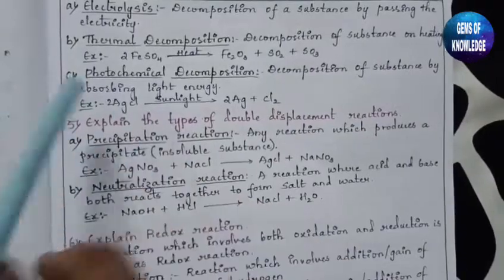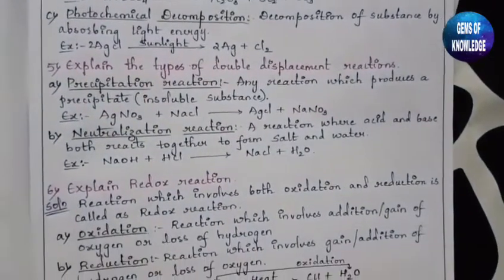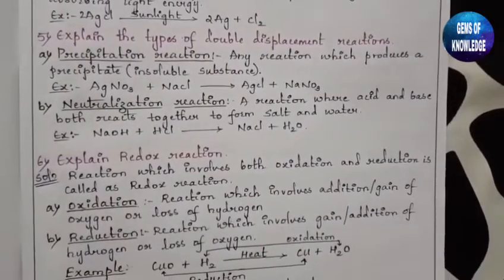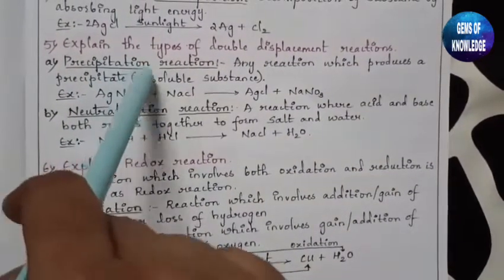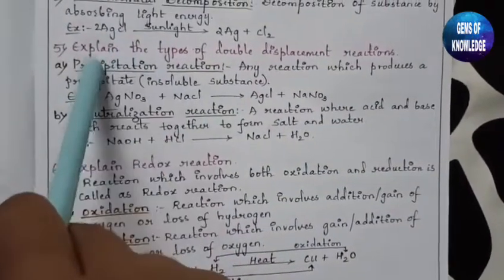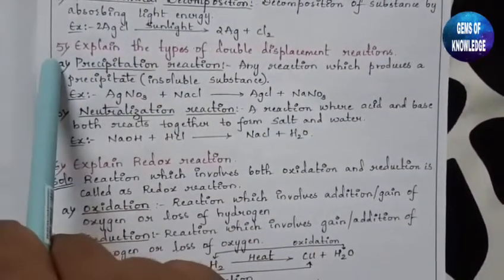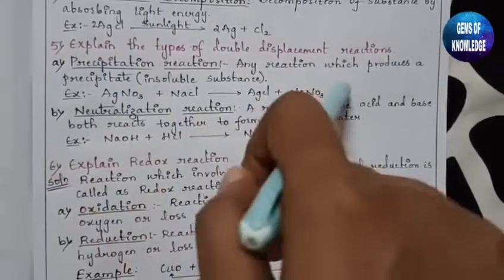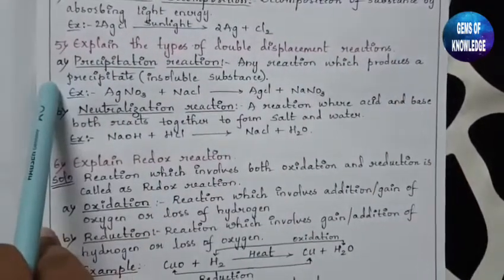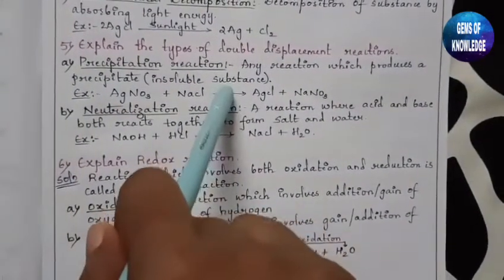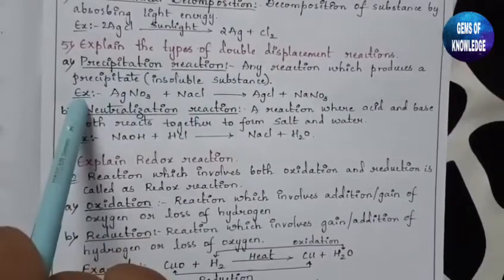Okay, next you have studied about the double displacement reaction. It also has two types: one is the precipitation reaction and the other is the neutralization reaction. So precipitation reaction, you all know what a precipitate is. Any reaction which produces a precipitate. Precipitate is nothing but the insoluble substances. I hope you know what a precipitate is.